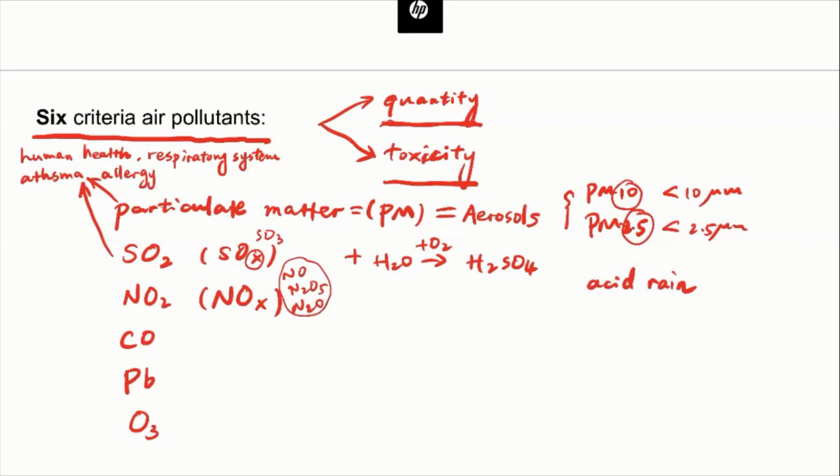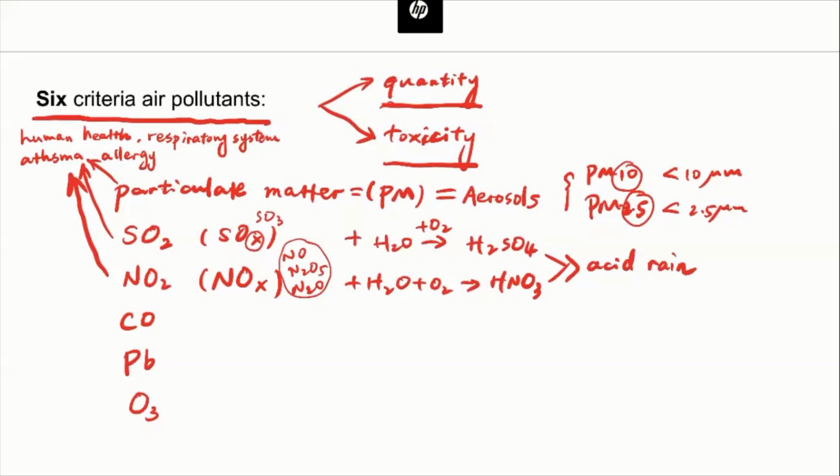The same for the nitrogen dioxides. They can deposit onto our human respiratory system and cause asthma and allergy, but at the same time, it's the same as the sulfur dioxide. And we're going to form nitric acid. So both of them will contribute to the acid rain, cause damage to properties. Okay, so for carbon monoxide, it is a little bit different, right?